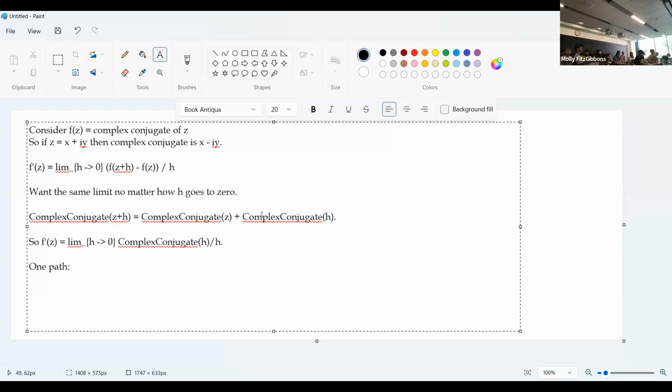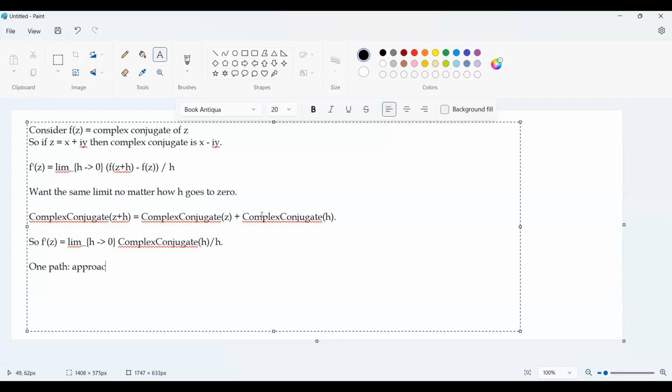Approaching 0 along the real axis. Good. So approach along the real axis. So h is going to be h sub x plus i times 0. So approaching along the real axis, the complex conjugate of h equals h. What does the limit equal? The limit equals 1.